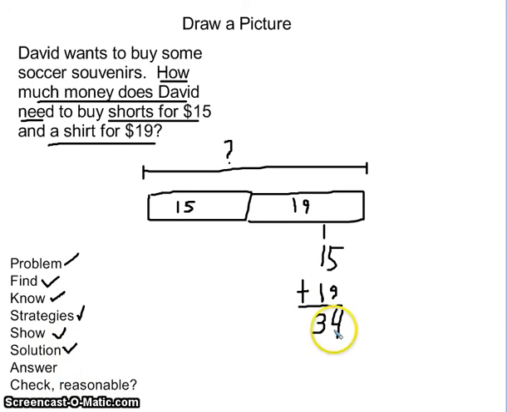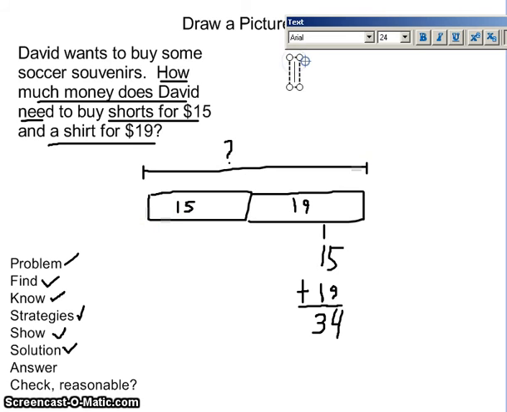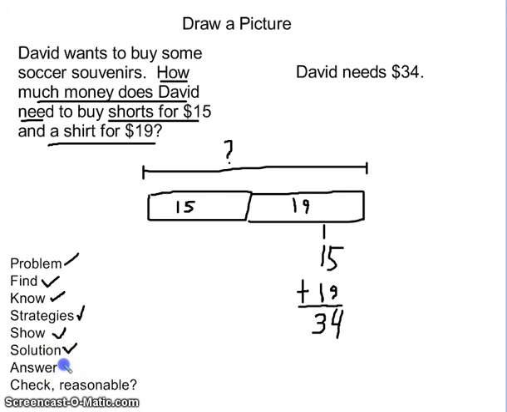My answer, that means, would be how much money does David need? So he needs, we can put our answer right up here. David needs $34. And finally, check my answer.